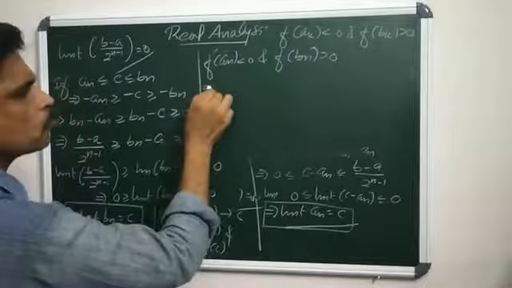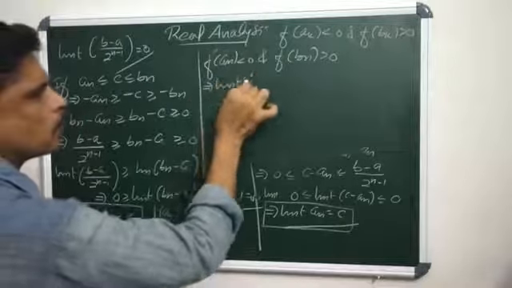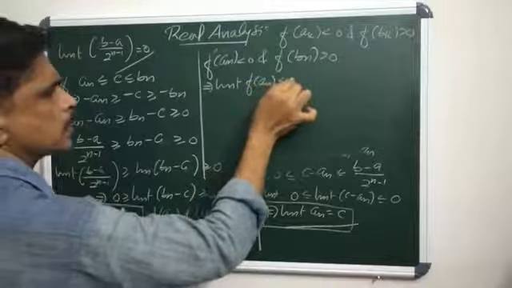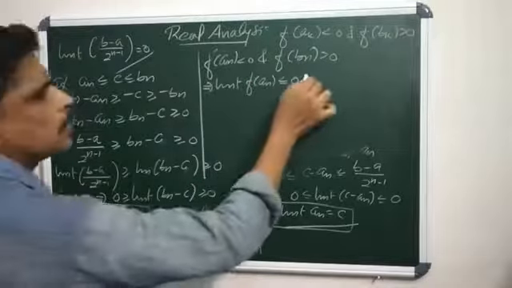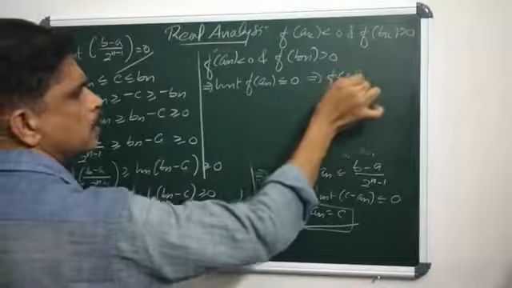f(a_n) negative means what is the limit of f(a_n)? So the limit of f(a_n) is less than or equal to 0. What is the limit of f(a_n)? That is f(c). That implies f(c) is less than or equal to 0.